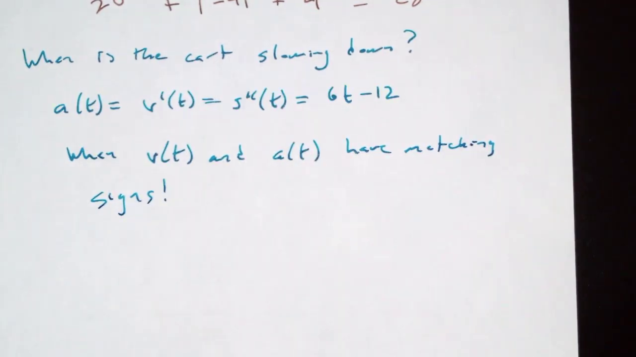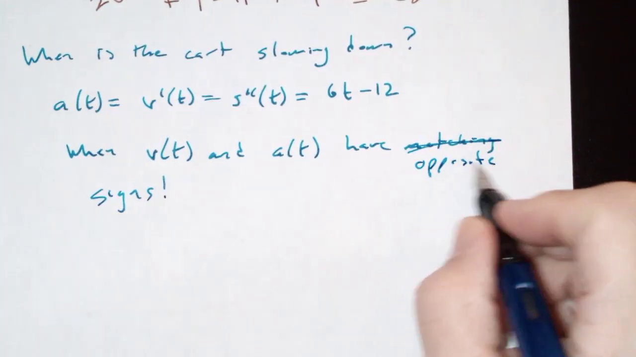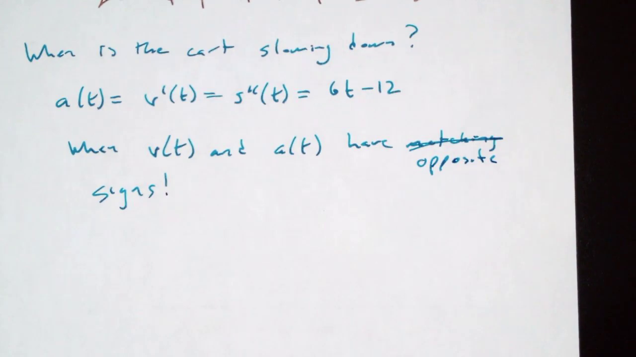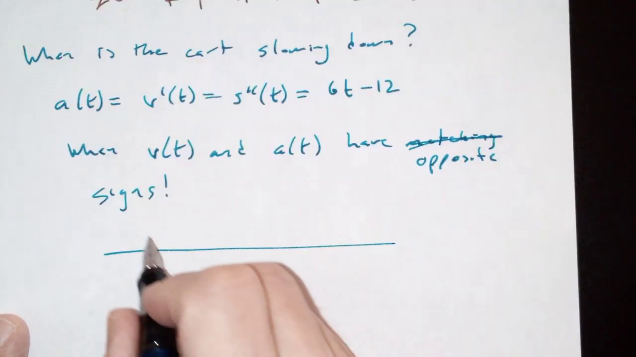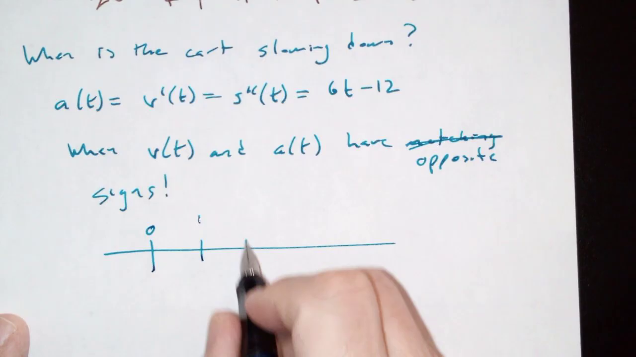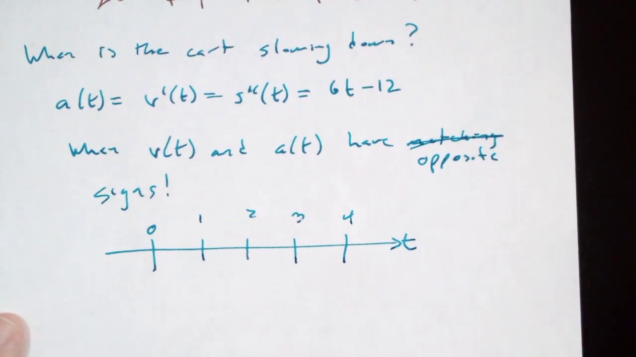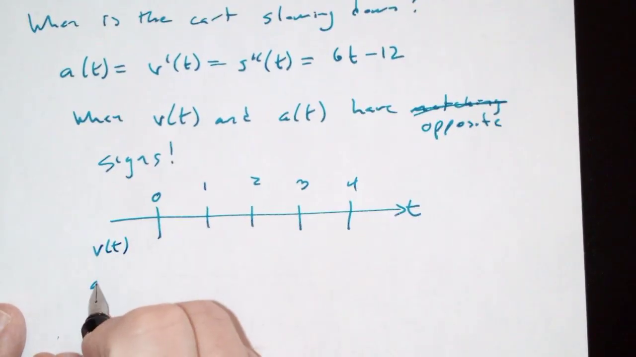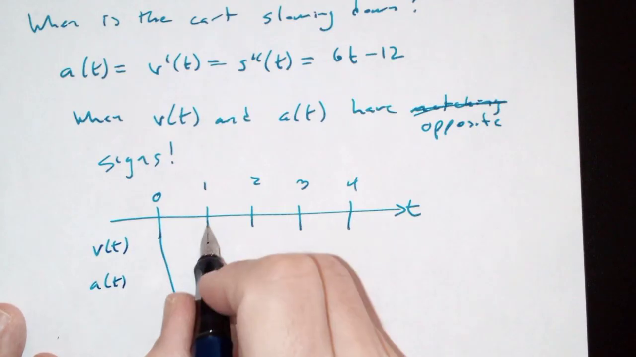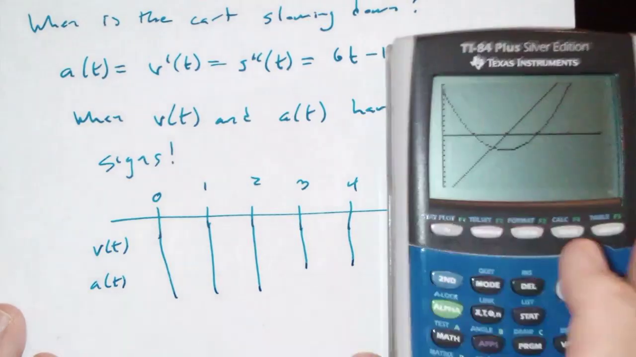Oh, they're not matching. Opposite. If they're matching, I'm going to speed up. If they're opposite, I'm going to slow down. And I can literally just make a timeline: 0, 1, 2, 3, 4. And then I can write signs for my velocity and my acceleration based on that picture.